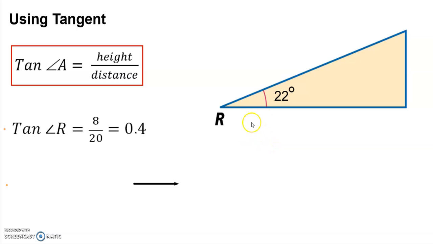The only thing I know is the angle. Can I still calculate the gradient? In other words, can I still calculate the tangent of angle R? And the answer is yes.